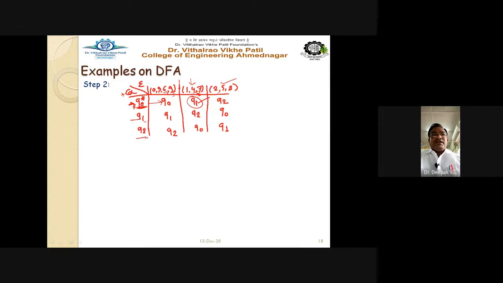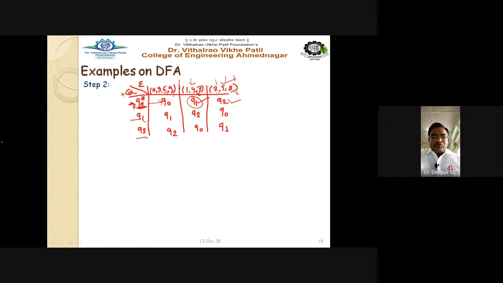2, 5, 8. You are at Q0 and the input applied is 2, 5, or 8. Suppose the input is 8 and you are at Q0 state. If I divide it by 3, I will get a remainder equal to 2. Remainder 2 is nothing but my Q2 state.